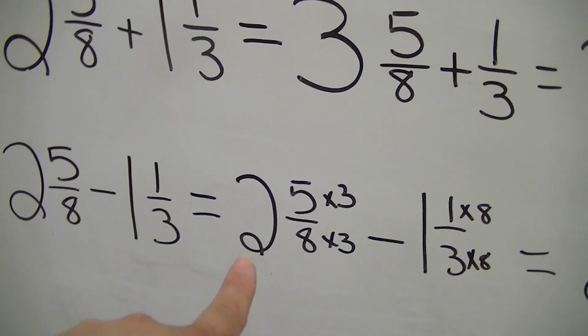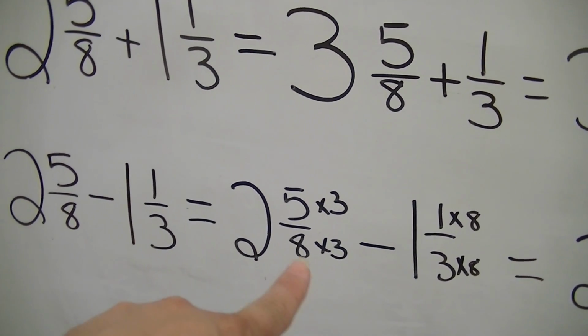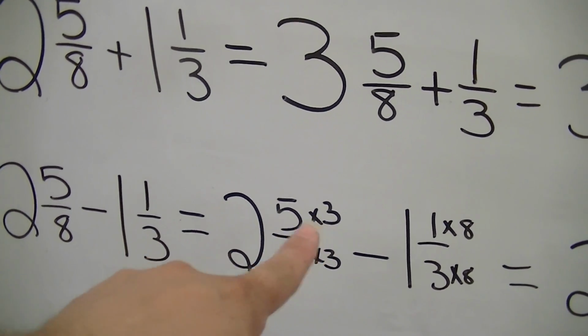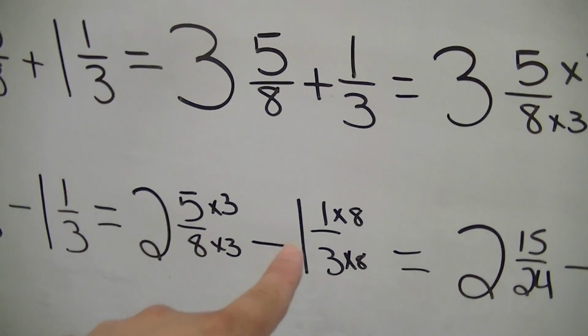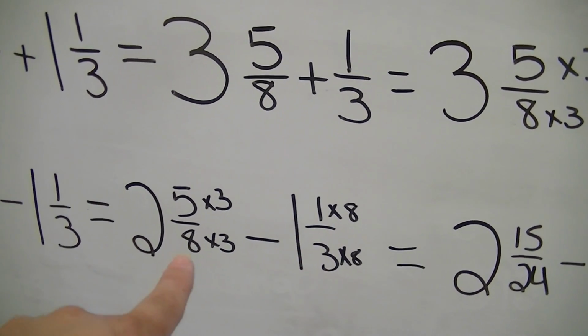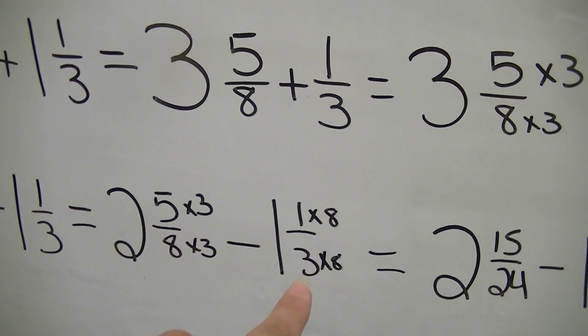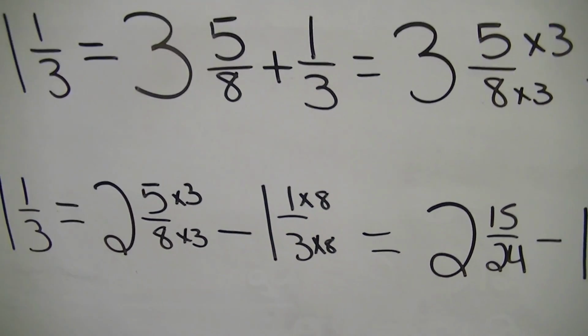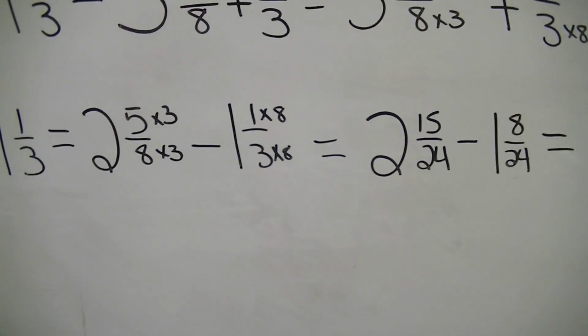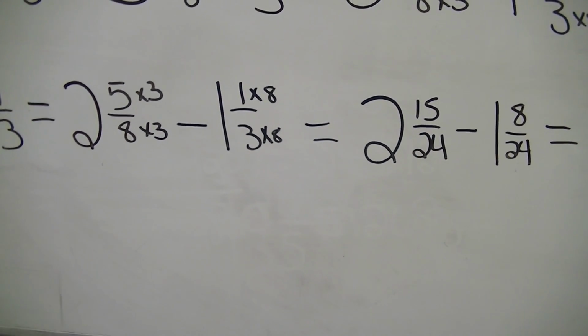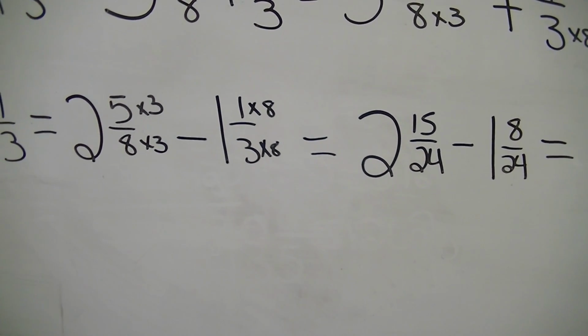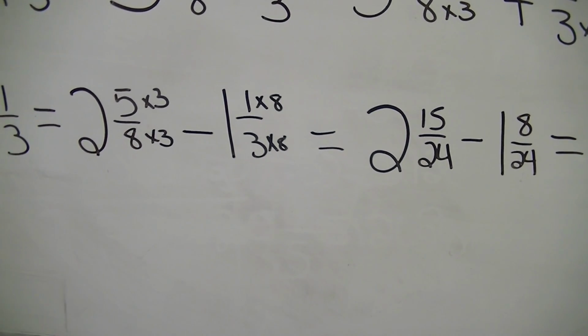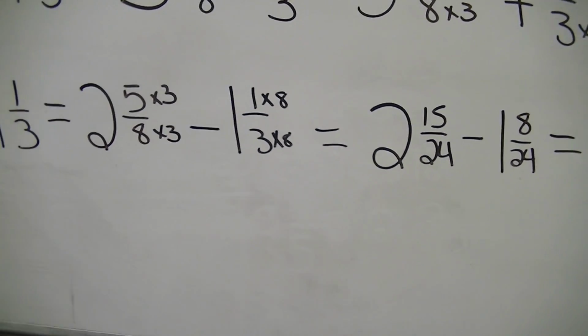So over here, 8 times 3 on the bottom, where we do the bottom, we do the top, 5 times 3, right? Over here, minus 1, and we said the 8 times the 3, so this one we're changing 3 times 8 on the top, times 8 as well. That turns into 2 and 15 over 24, minus 1 and 8 over 24, right?